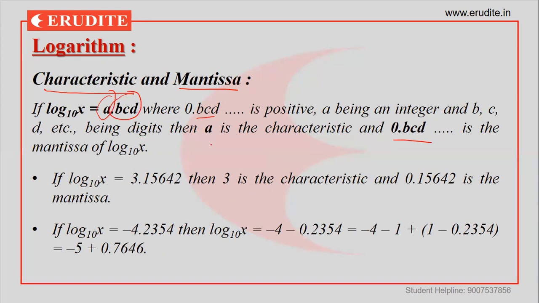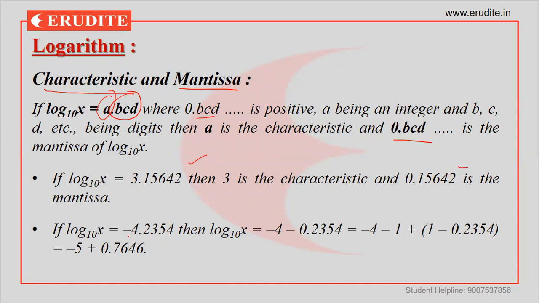So characteristics and mantissa, these are the two things that appear. This is the mantissa of log of x to the base 10. Now if log of x to the base 10 is equal to this value I have received, then 3 is the characteristic and this one is the mantissa. This way it has been written.